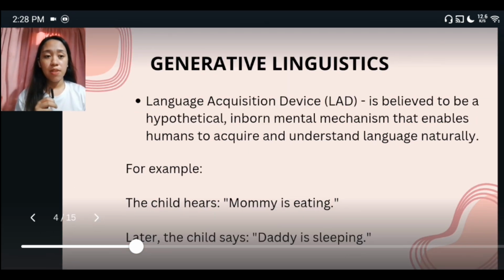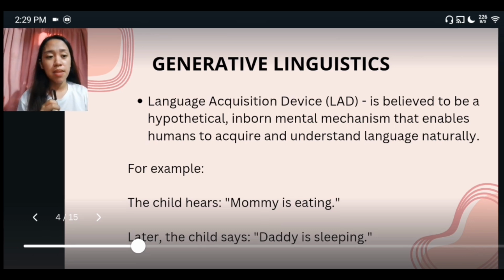So for generative linguistics, here are some of the key concepts. The LAD, or language acquisition device, is believed to be a hypothetical inborn mental mechanism that enables humans to acquire and understand language naturally. It is natural to us to learn language.